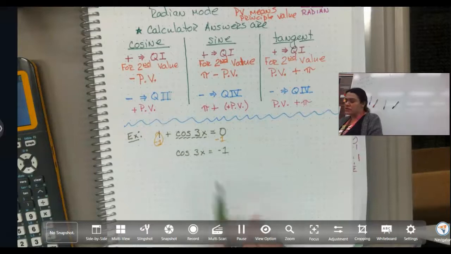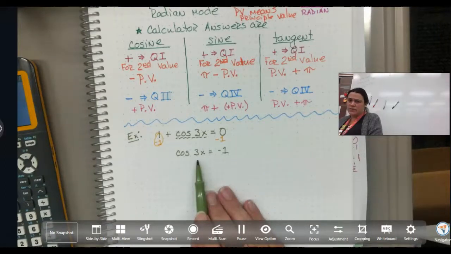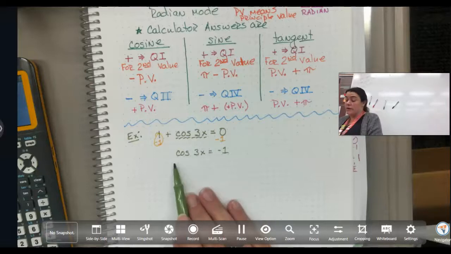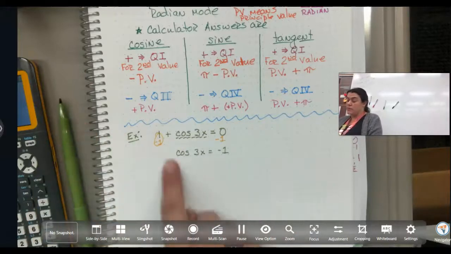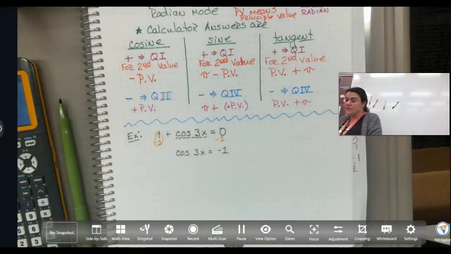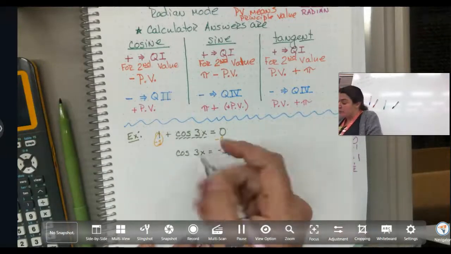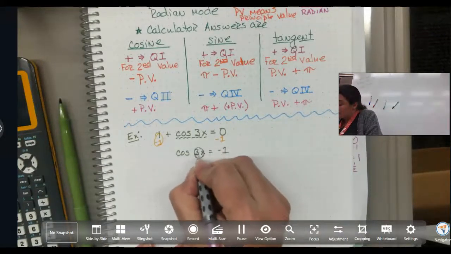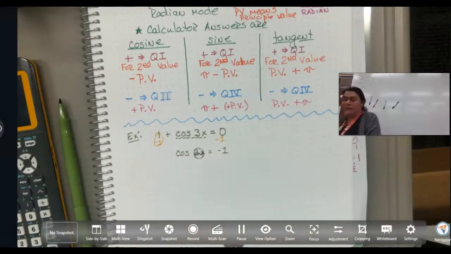Now I want you to notice, this has a 3x in it, and we haven't really talked about the 3x. We've talked about cosine is equal to -1, but not cosine 3x. So instead of this 3x, for just a minute, I'm going to take my pencil and write down your favorite math symbol, and I'm going to turn that into a theta.